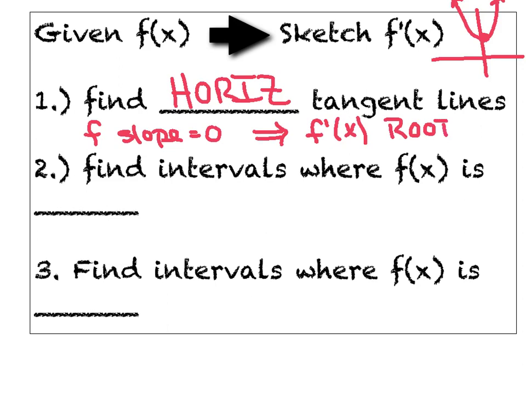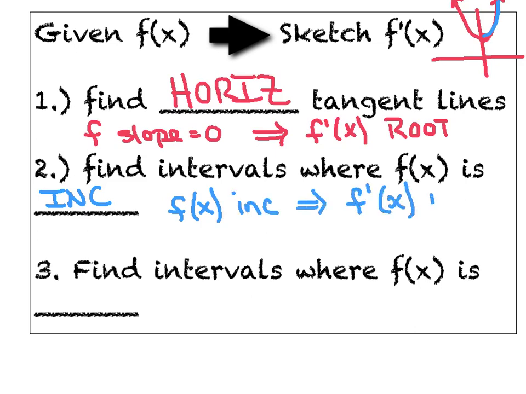The second thing we want to look for is an interval where f of x is increasing. So on this particular parabola, I said, okay, that entire interval, whenever x is greater than 0, the function's increasing. So basically, whenever f is increasing, then that implies that f prime is going to be positive, aka above the x-axis.